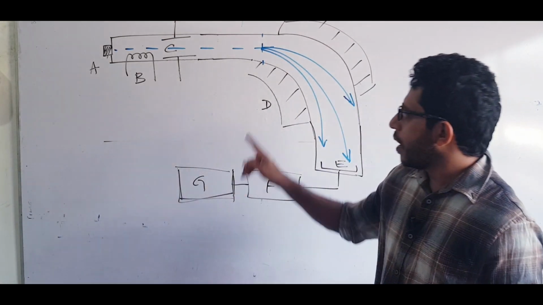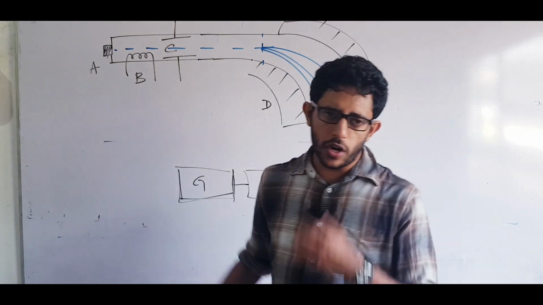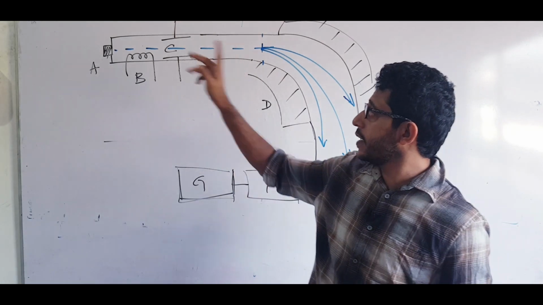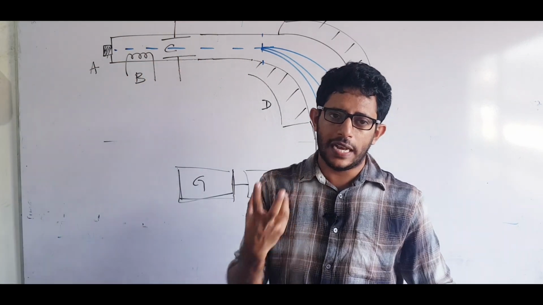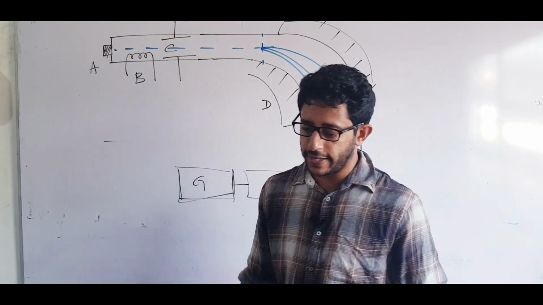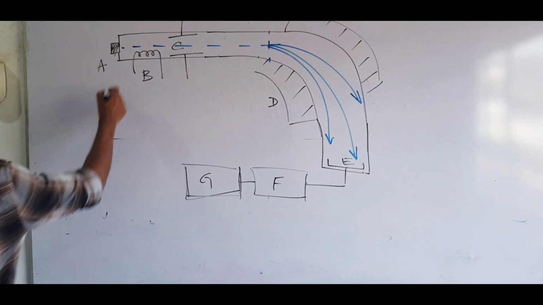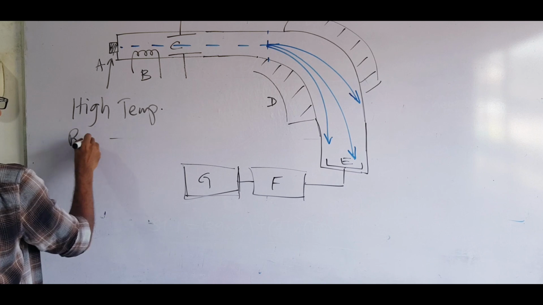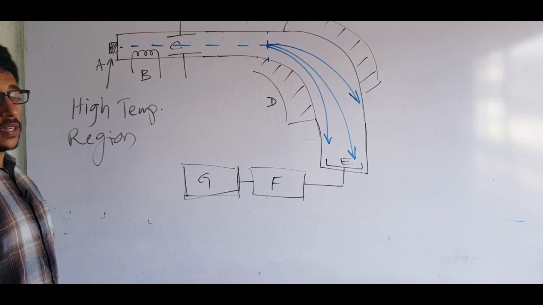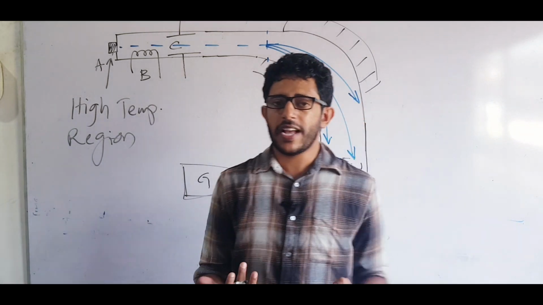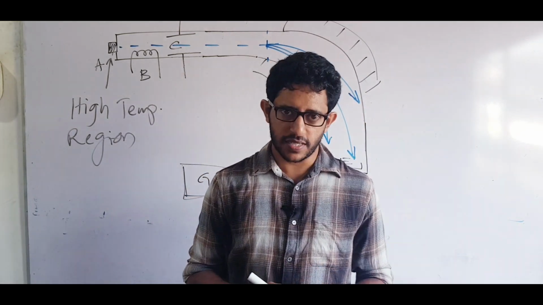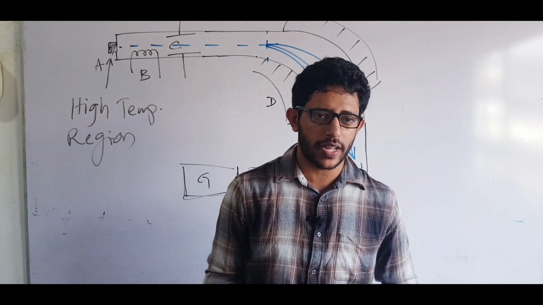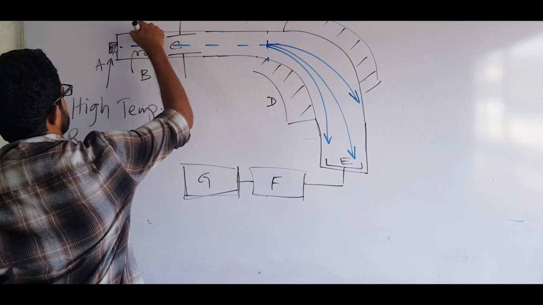Now, part A is called the high temperature region. It is the place where we convert the solid or liquid sample into the gaseous state. In that region, we convert solid or liquid into a gas, because in a mass spectrometer we can only use gaseous substances. Then B is the ionization chamber.